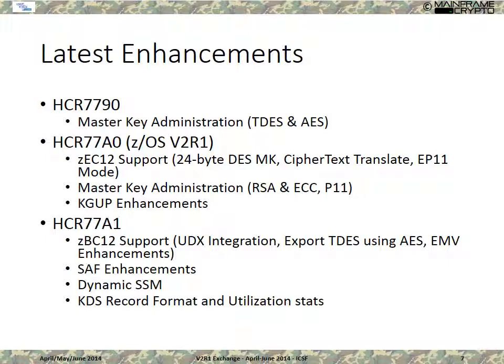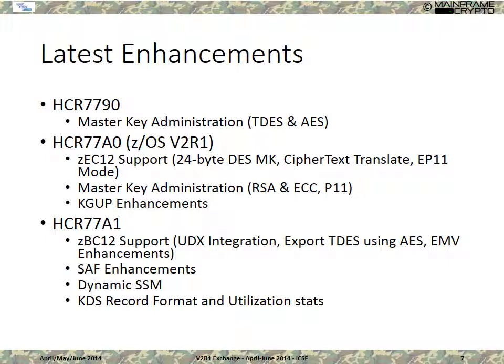In addition, HCR 7700 introduced a number of enhancements specific to the EC12 and the Crypto Express 4S card. So things like the new 24-byte DES master key support that is only implemented on the Crypto Express 4S. HCR 7700 is required if you want to move from a 16-byte DES master key to a 24-byte DES master key. Similarly, there's a new ciphertext translate that was reintroduced on the Crypto Express 4S cards. The only way to access that functionality is via HCR 7700.